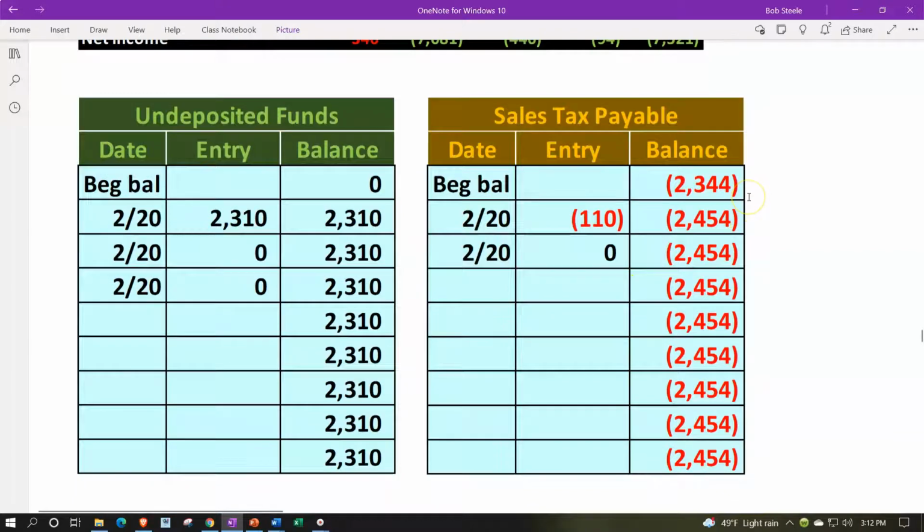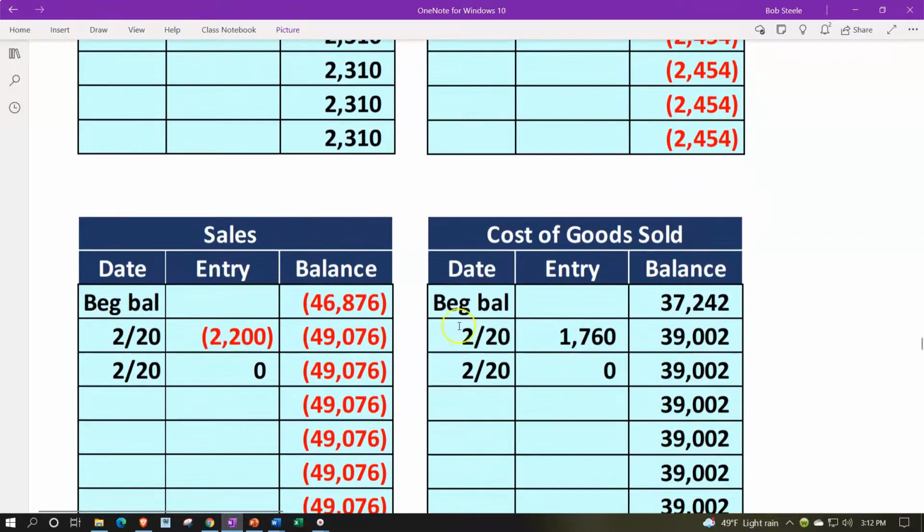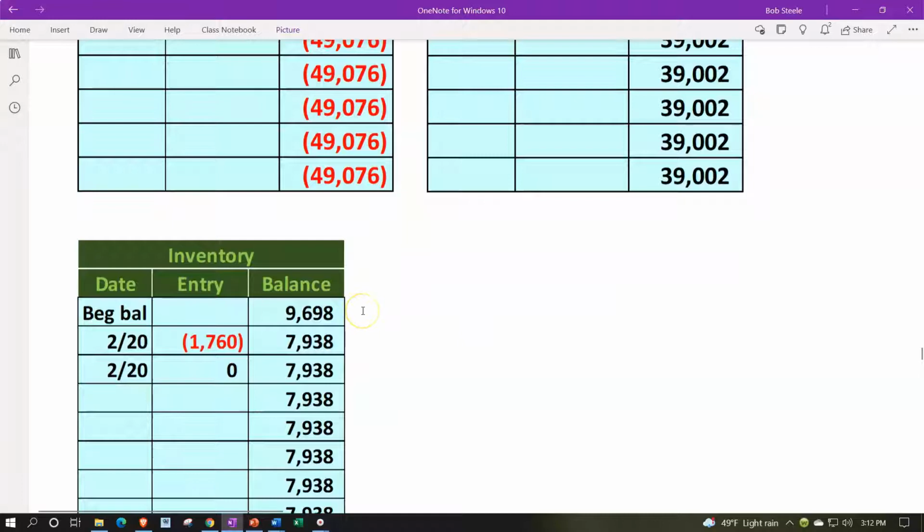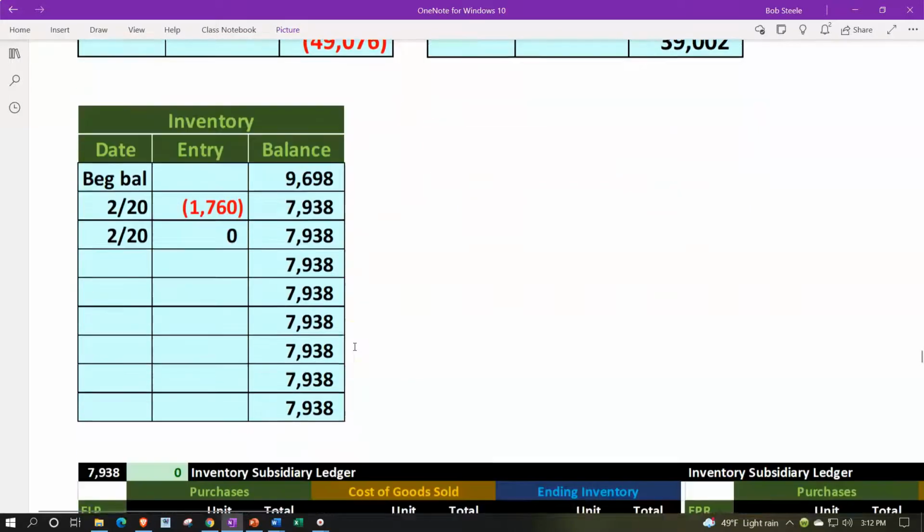Sales tax payable was at $2,344, goes up by $110 to $2,454. Sales was at the $46,876. We're talking about the year-to-date numbers here, by the way. Goes up by the $2,200 to $49,776. Cost of goods sold was at the $37,242, goes up by $1,760 to $39,002, and inventory was at $9,698, goes down by the $1,760 to $7,938.